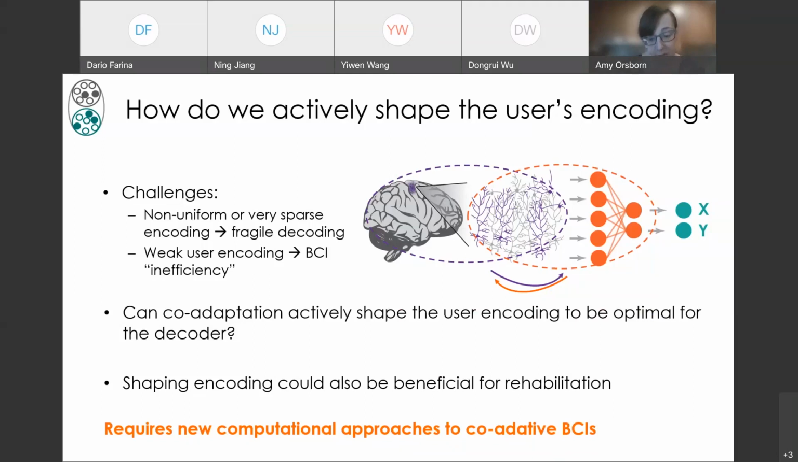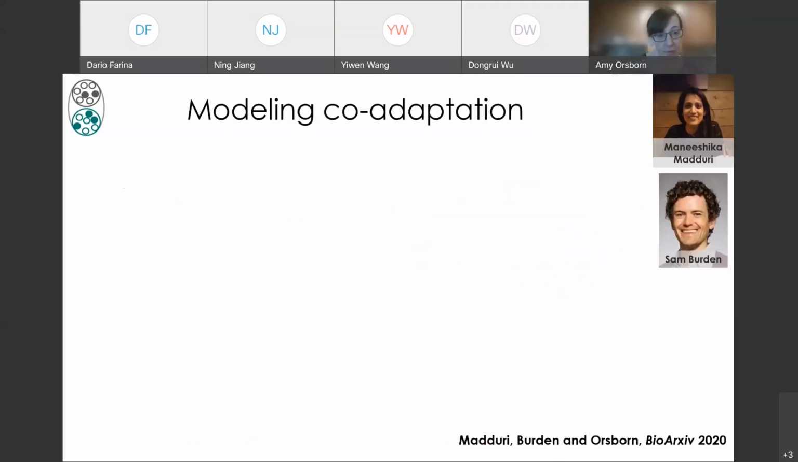And so that's what I want to talk to you about in the last few minutes here. My grad student, Manishka Maduri, has been working along with a collaborator, Sam Burden, who's a control theorist, to start thinking about new ways of approaching the co-adaptation problem in BCI, shifting from a purely machine learning perspective towards one of control theory and game theory.